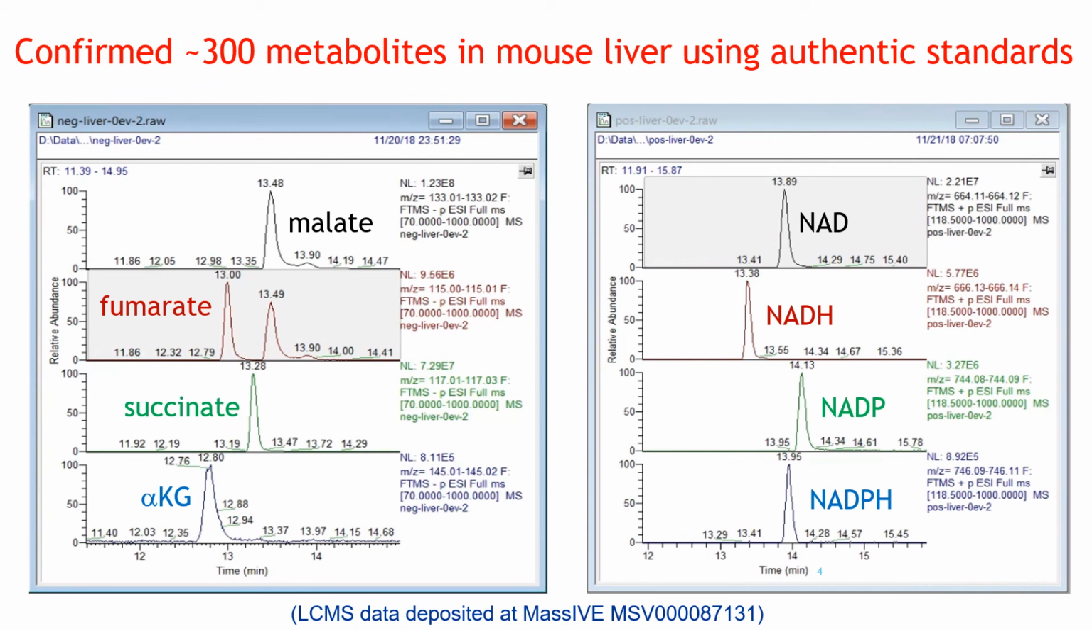With this library, when we look at the liver data, we can confirm the identity of about 300 metabolites by looking at their retention time and accurate mass compared to the library data. Of course, you know that for a typical LC-MS run, you see a much larger number of LC-MS peaks. So it is an open question how many of those LC-MS peak features correspond to metabolites.